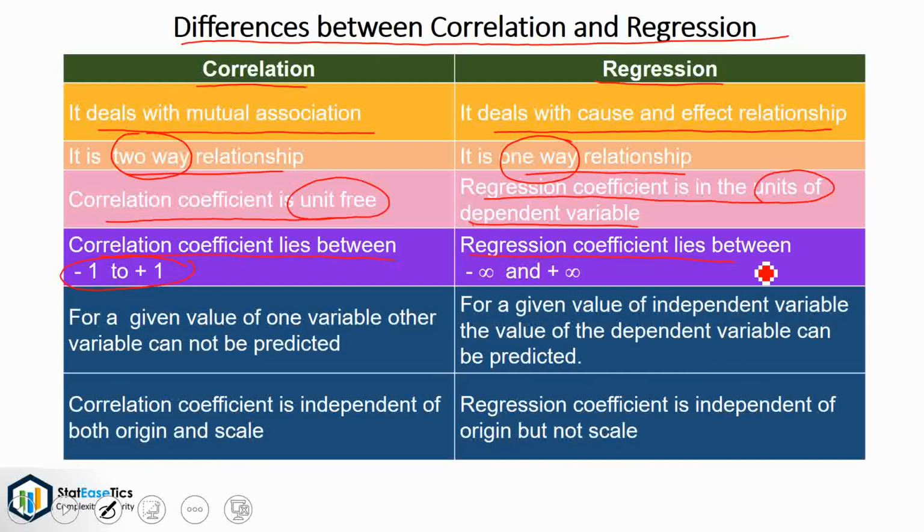Regression coefficient lies between -infinity to +infinity. For a given value of one variable, the other variable cannot be predicted in correlation. In regression, for a given value of the independent variable, the value of the dependent variable can be predicted. Correlation coefficient is independent of both origin and scale, whereas regression coefficient is independent of origin but not scale.